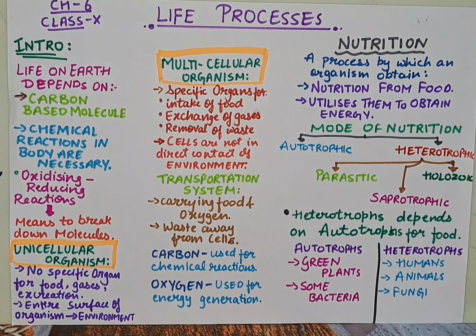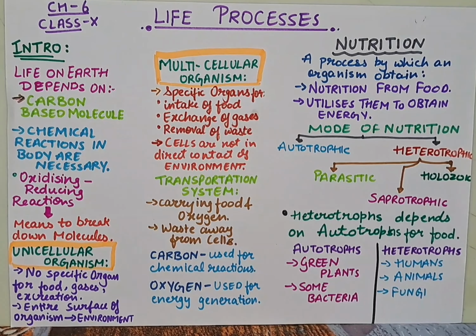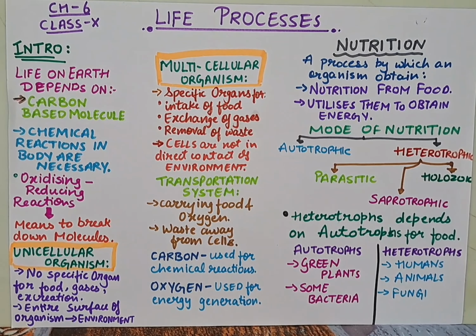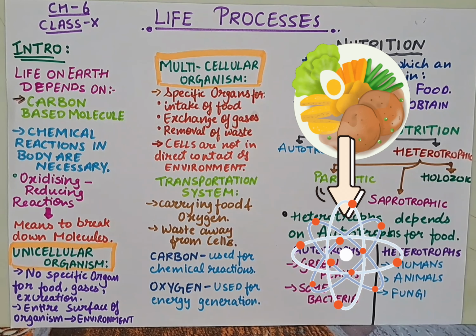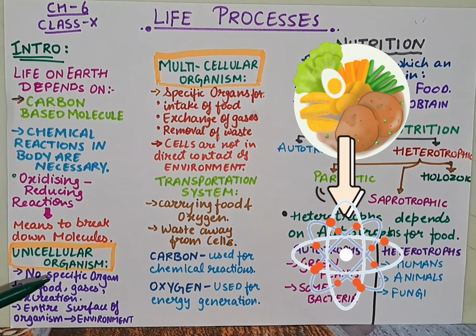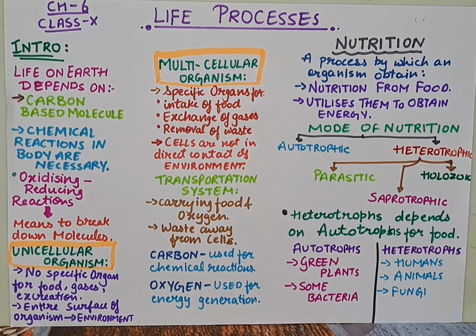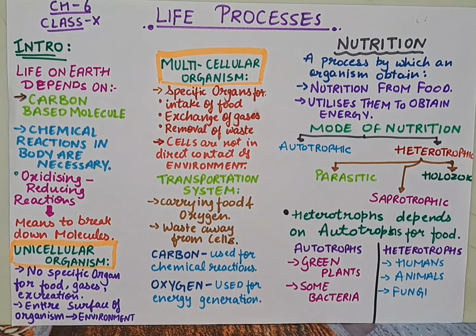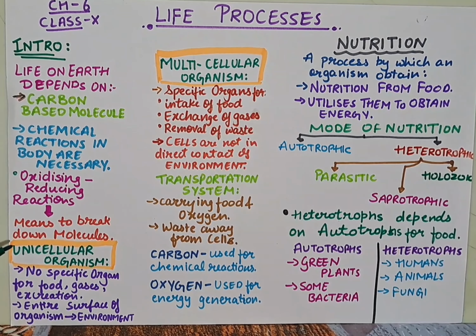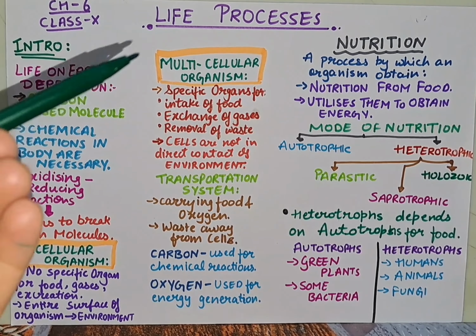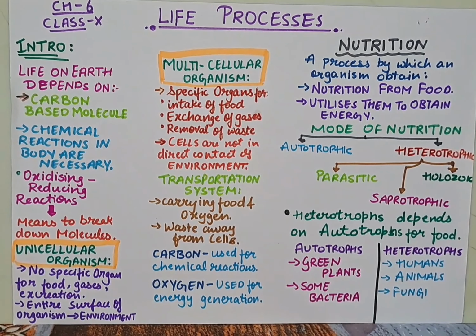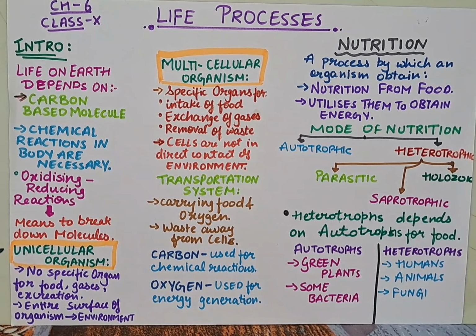Now these oxidizing and reducing reactions are the means to break down molecules. Which molecules? The food that we take in is in complex form. It is broken down into smaller and simpler molecules. Then it talks about two types of organisms: unicellular, that is one celled organism, and multicellular, which is more than one celled organism.